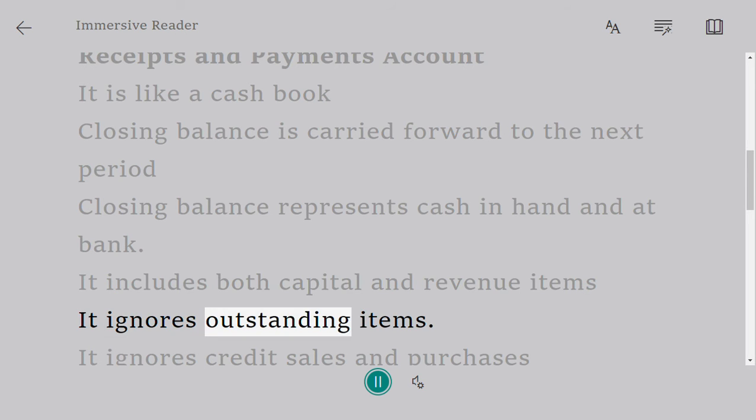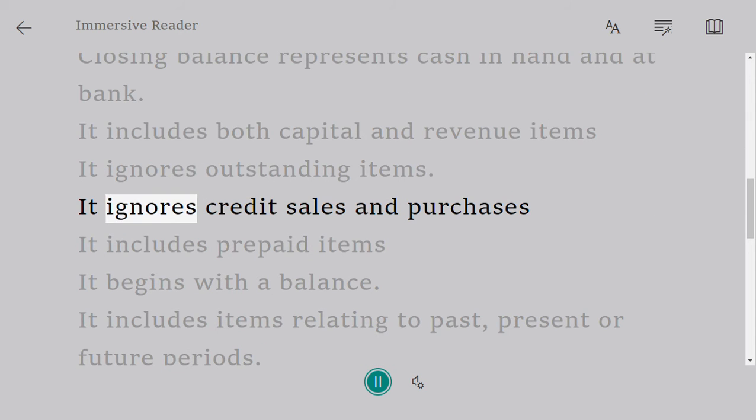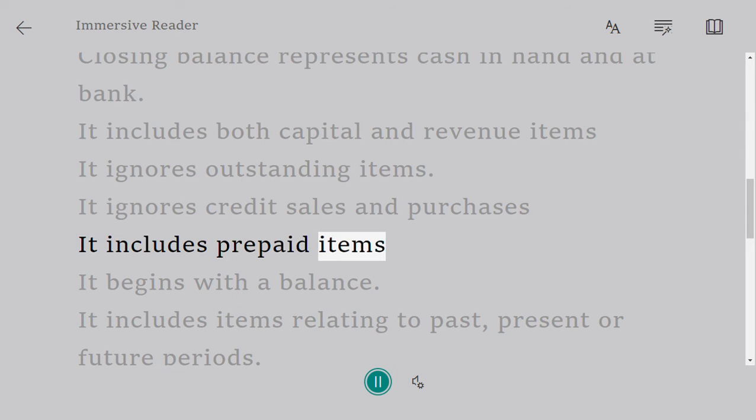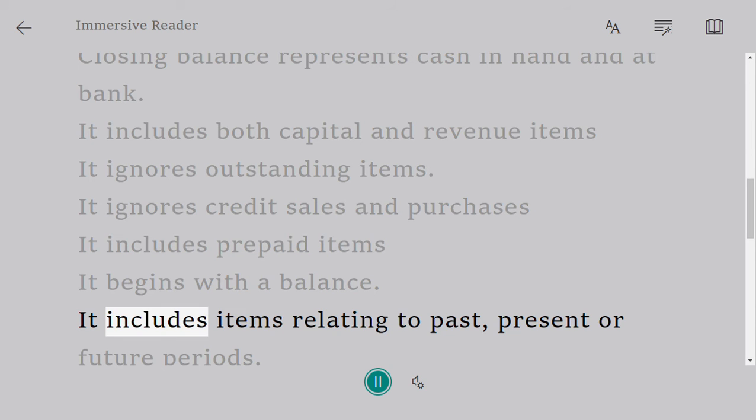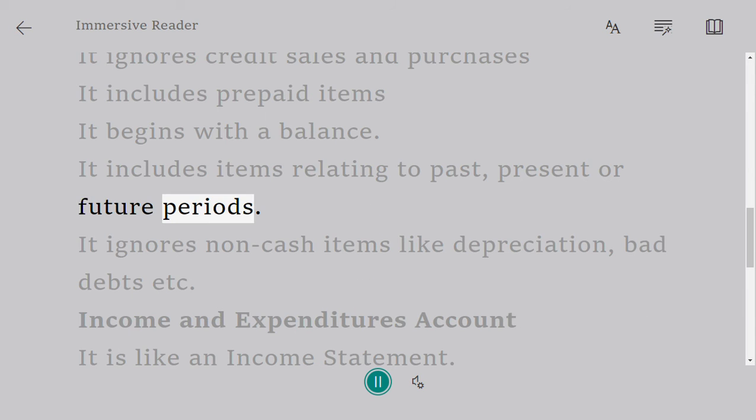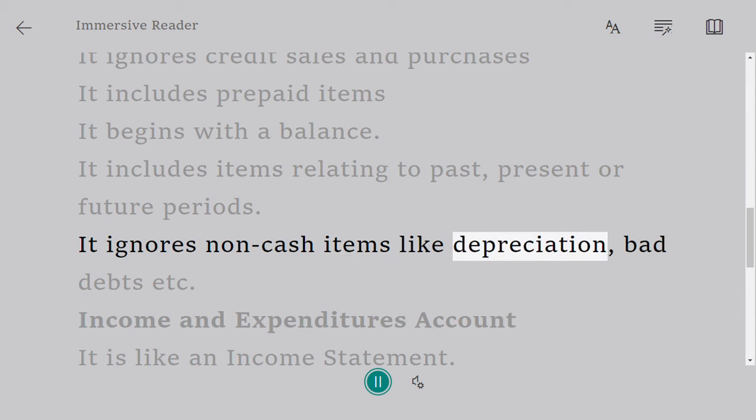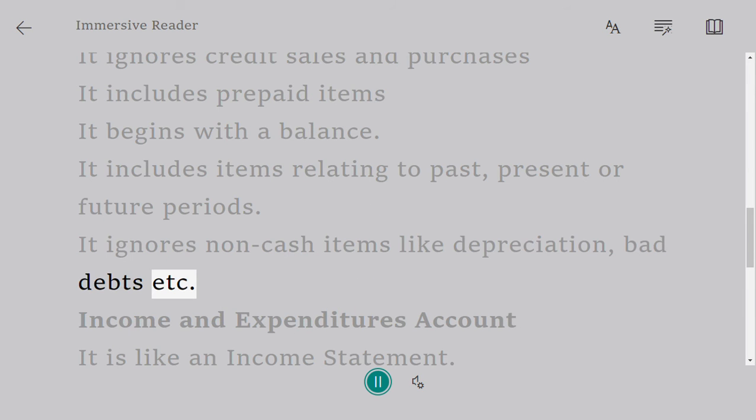It ignores outstanding items. It ignores credit sales and purchases. It includes prepaid items. It begins with a balance. It includes items relating to past, present, or future periods. It ignores non-cash items like depreciation, bad debts, etc.